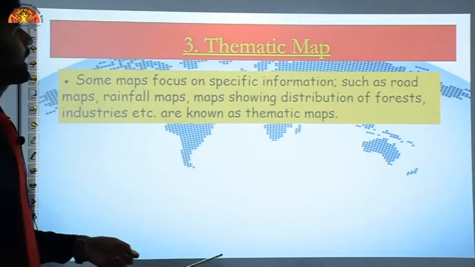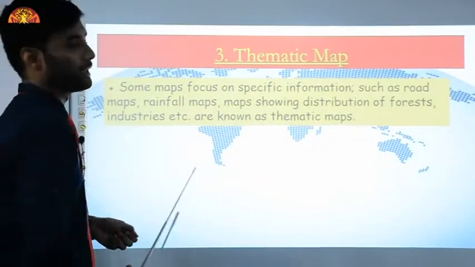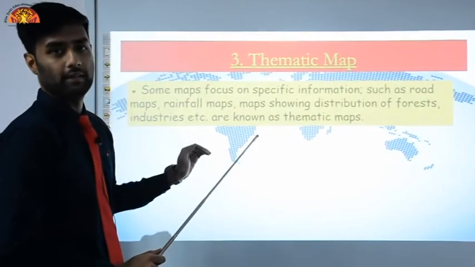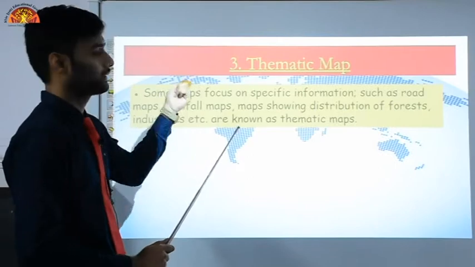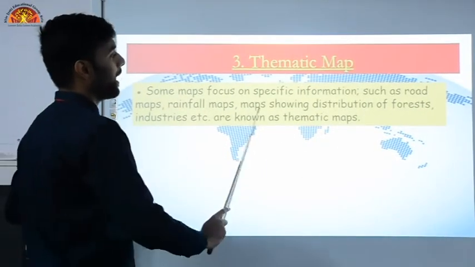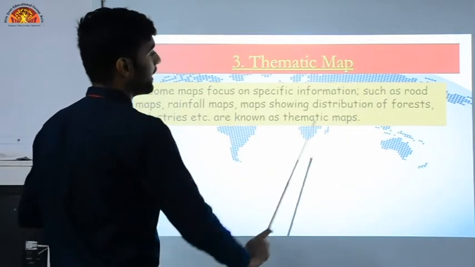Now our third kind of map is the thematic map. Some maps focus on specific information. Now there are some maps that don't show physical features or political features. They have a certain theme to them. For example, road maps, rainfall maps, maps showing distribution of forests, industries. These maps are known as thematic maps.